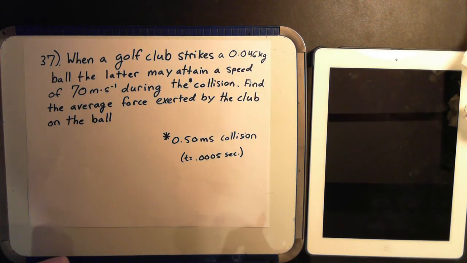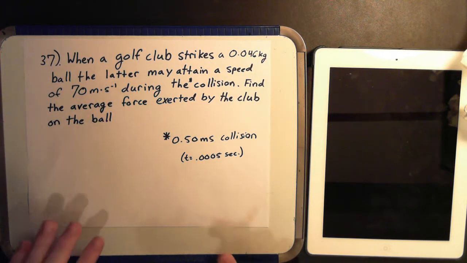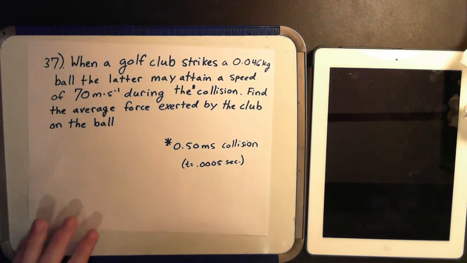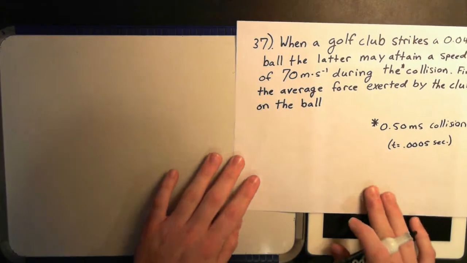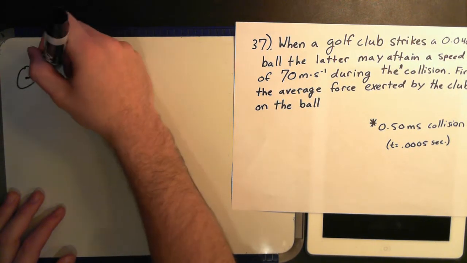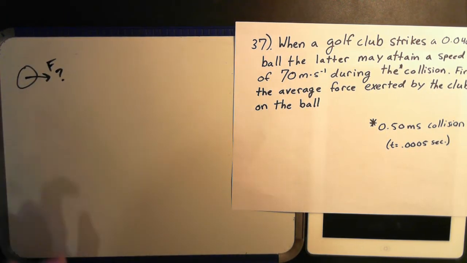When a golf club strikes a 0.046 kilogram ball, the ball may attain a speed of 70 meters per second during the collision. We're going to find the average force exerted by the club on the ball. I forgot to put this in, but the collision is half a millisecond, which is this number. What I usually like to do when I'm doing these problems is define all of our variables. So we have the ball, and remember what we're trying to find here is the sum of the forces. Keep that in mind.